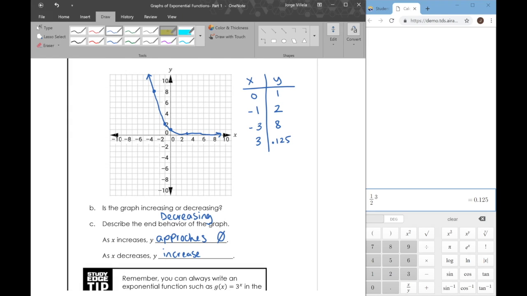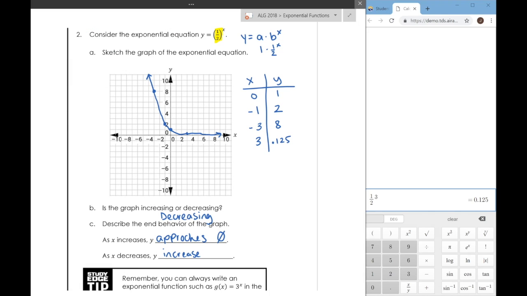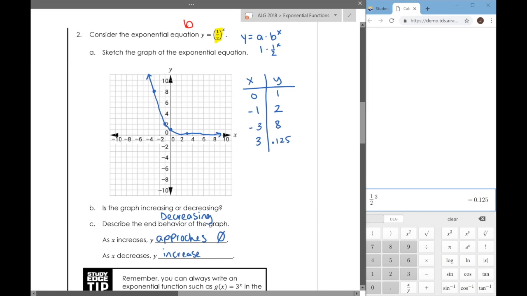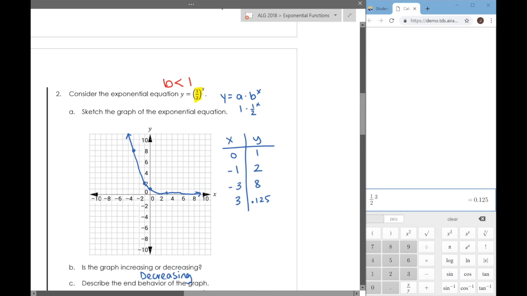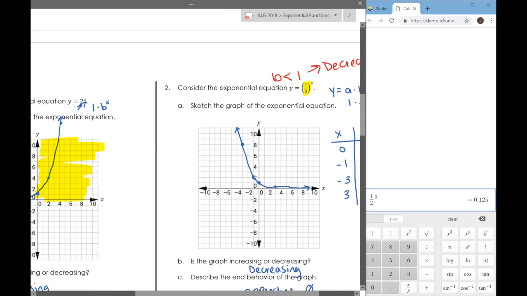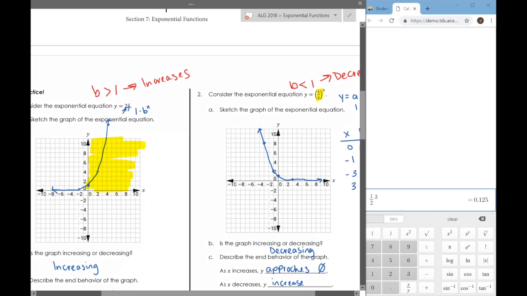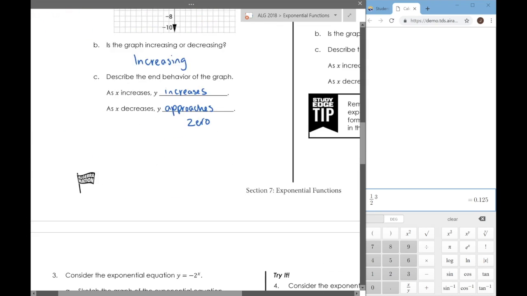This one, you have a 1/2. So your number is less than, so b is less than 1. So whenever b is less than 1, your graph is going to decrease. Whenever b is greater than 1, your graph increases. Okay? So whenever your number is smaller than 1, it's going to decrease. Whenever it's bigger than 1, it's going to increase. All right, and let's move on to number 3.